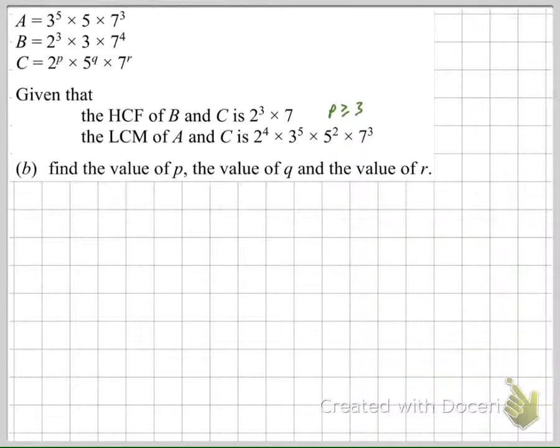But we can make a bit more progress when we look at this 7 here. We're told that the lowest power on the 7 must be power 1. Well, there's a power 4 there, so therefore R must be 1. This must be 7 to the power 1. So straight away we've got R equals 1.